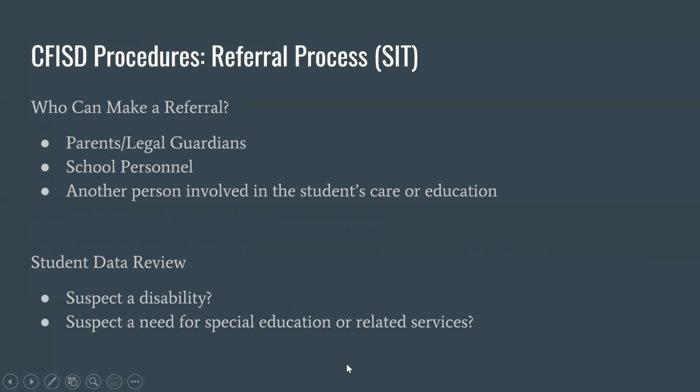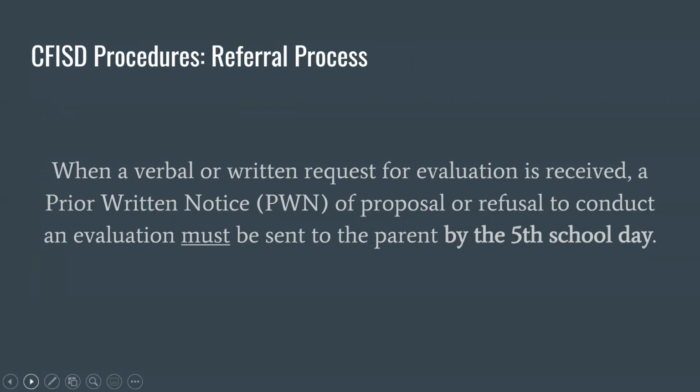Based on the results of the data review, a prior written notice will be sent to the parent proposing or refusing an evaluation for special education and related services. When a verbal or written request for evaluation is received, a prior written notice of proposal or refusal to conduct an evaluation must be sent to the parent within 5 school days. The most important part I want you to get out of this is verbal or written. So if a parent were to ask you for an evaluation, you need to make sure that you go with the process as though they would have asked in writing.